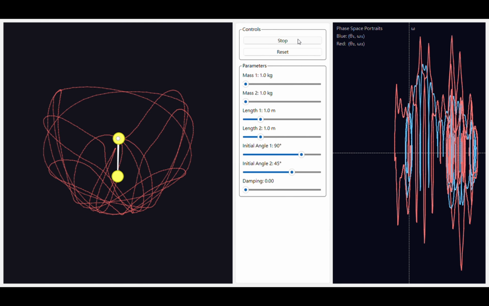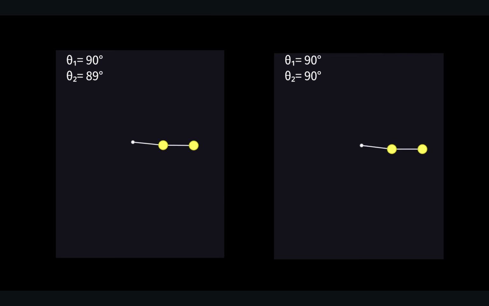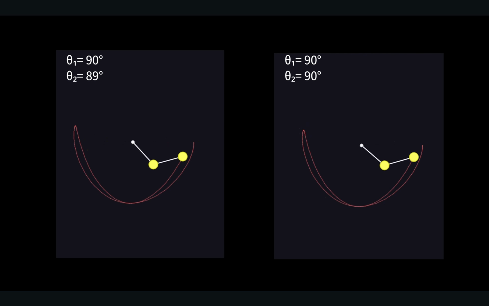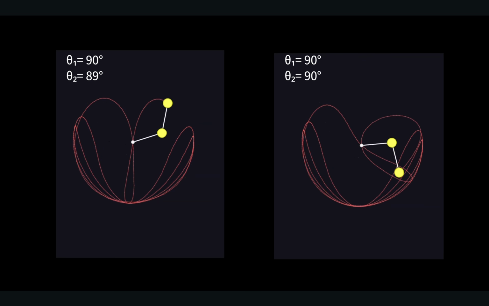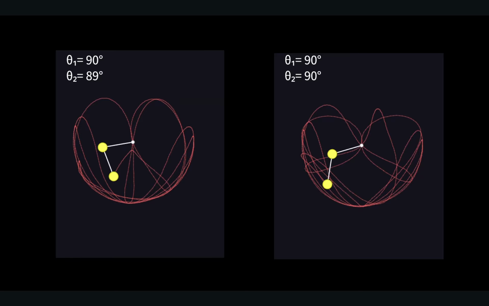Let me demonstrate how different parameters affect the system. First, let's look at one of the most famous properties of the double pendulum: sensitive dependence on initial conditions. I will start with both angles set to 90 degrees. Then, I will run the simulation a second time, but change the second angle by only a degree.